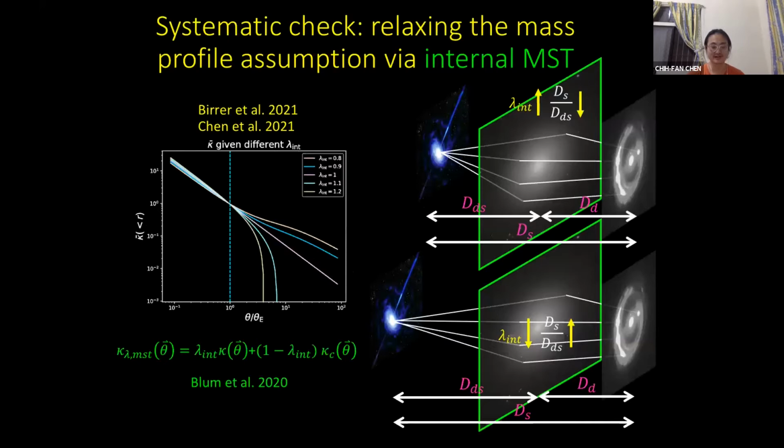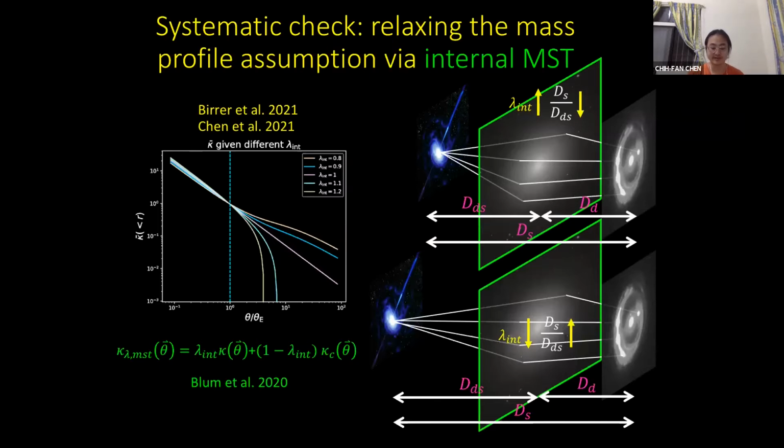But extraordinary claims require extraordinary evidence. We took one further step to relax the assumption on the mass profiles. We transformed the power-law mass profile via the mass sheet transformation, which is a well-known mathematical transformation operated on the projected mass distribution, such that the new projected mass distribution can produce the same imaging. The left figure shows the transformed projected mass profiles, the different lines here, which can produce exactly the same imaging.